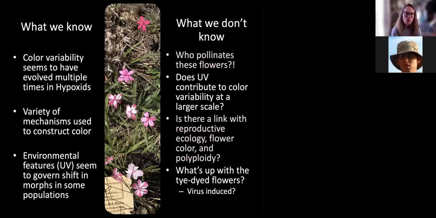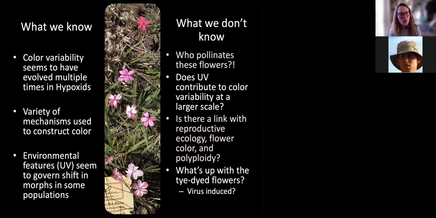Then we're also wondering if UV contributes to color variability at a larger scale. Color variability is centered in South Africa, and so why are the colors more variable here versus elsewhere?